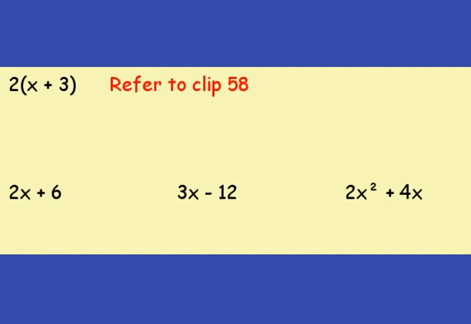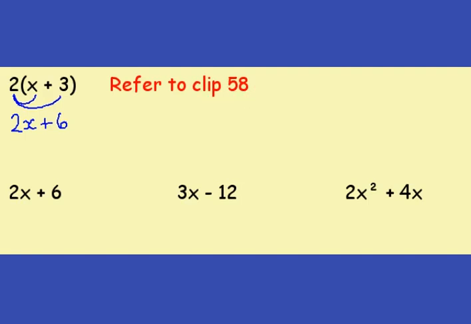How to factorise expressions. Factorisation is the opposite of expanding brackets, so before we learn how to factorise, we need to remember how to expand brackets. If we look at this question here, we need to expand the bracket by multiplying everything inside the bracket by 2. 2 times x gives us 2x, and 2 times 3 gives us plus 6. If you can't remember how to do this very well, watch clip number 58, which will remind you.